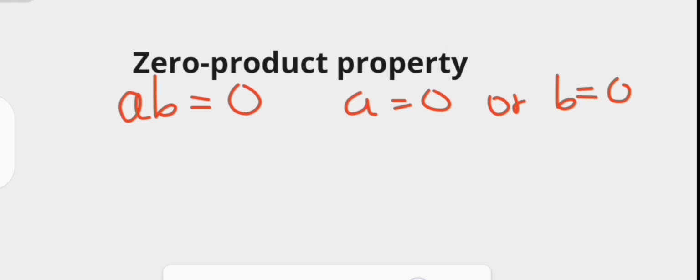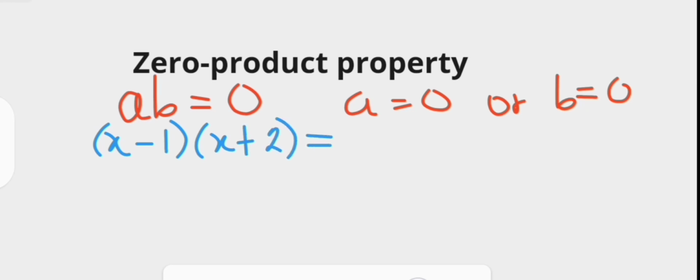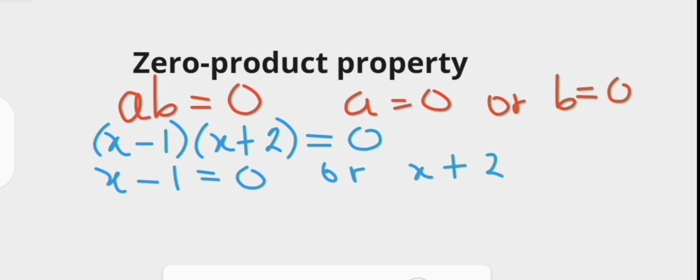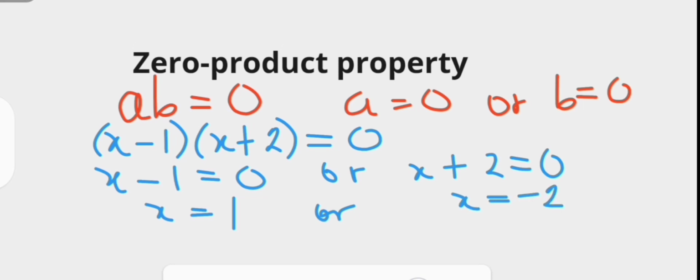Another example here is this. If we have the product of x minus 1 and x plus 2 to be 0, then by the zero product property, it is either x minus 1 is 0 or x plus 2 is 0. Now, what value of x could make x minus 1 to be 0? X minus 1 could be 0 when x is 1. That is by adding 1 to both sides. Then x plus 2 will be 0 when x is negative 2. That is by subtracting 2 from both sides.